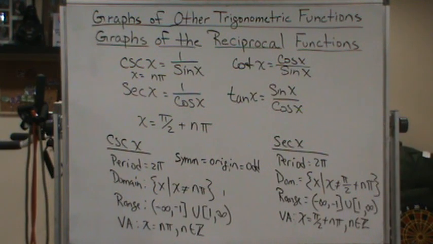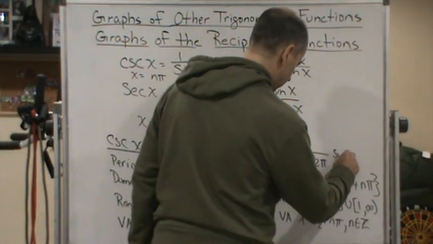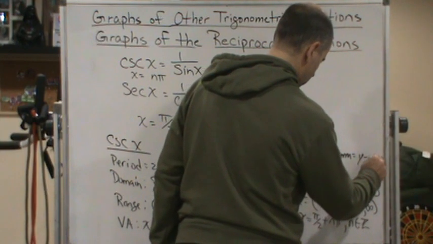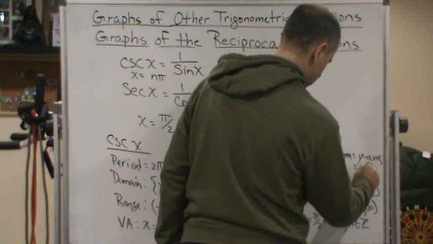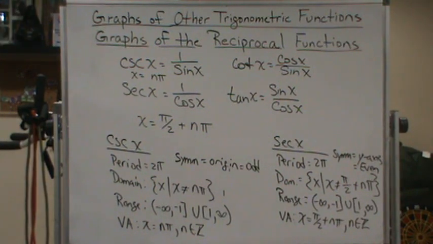Symmetry and y-intercept. Secant x has a y-intercept at (0, 1). The symmetry is about the y-axis, which means it's an even function.